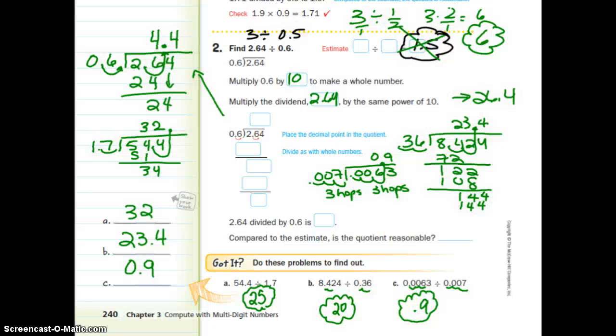Okay, so let's look to see what we've got. In number A, I said 50 divided by 2 is 25. That's my estimate. When I did the work, I got 32. 32, 25, they're both excellent. I knew it was 2 digits, so that's good.